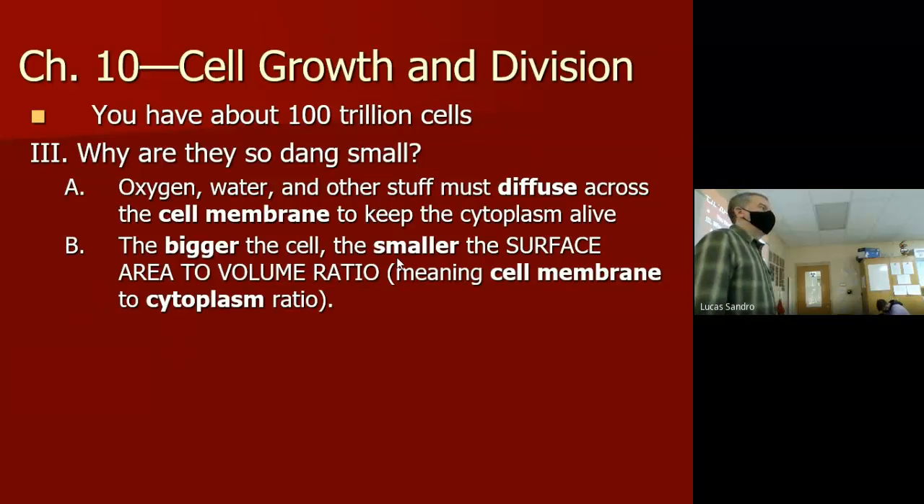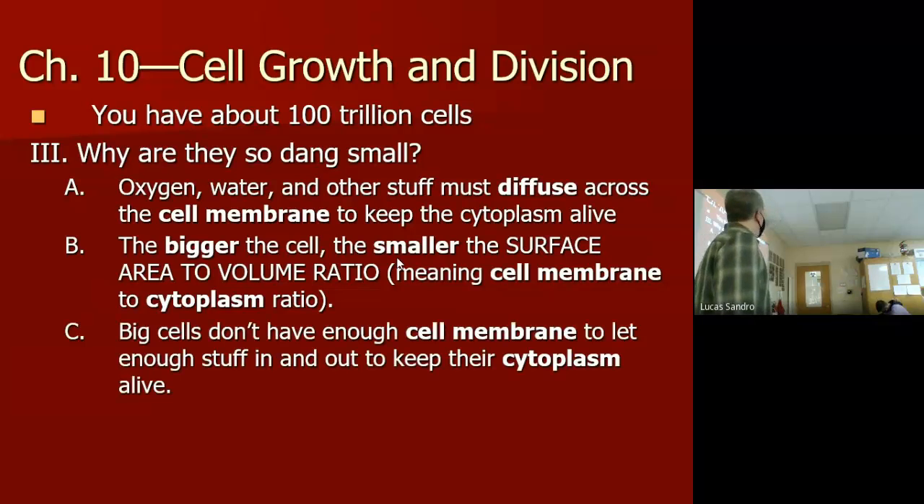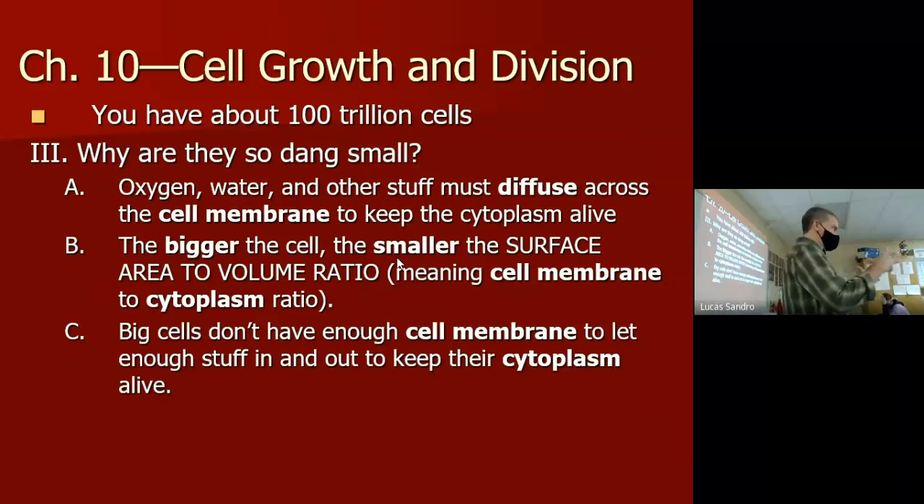So the simplest way to put this is big cells don't have enough cell membrane to let enough stuff in and out to keep their cytoplasm alive. That's the best I can phrase it. So again, it's math, I know, but the math bears out what we just said, that as any three-dimensional thing, it doesn't have to be a cube, it's just cubes make the math easy, as any three-dimensional thing gets bigger, its surface area to volume ratio gets smaller.